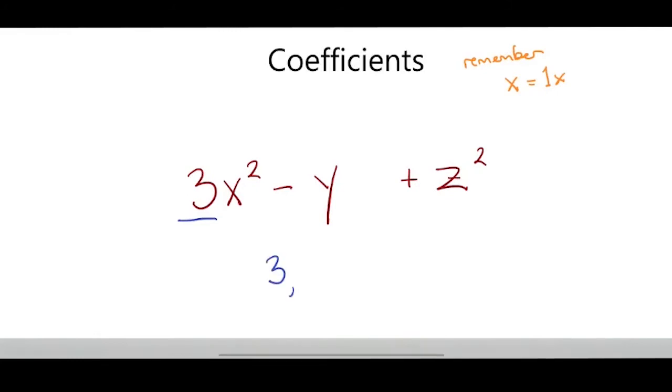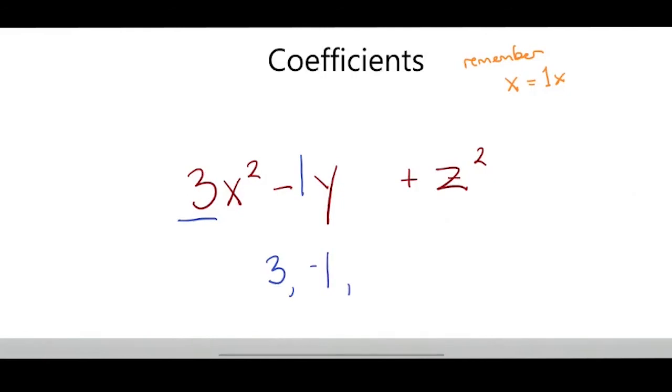Next, I see that there is y here. Well, I know that if it's just a variable like x or y, I know that it's 1y. And there's also a negative in front of it. So that means that my next coefficient is negative 1.